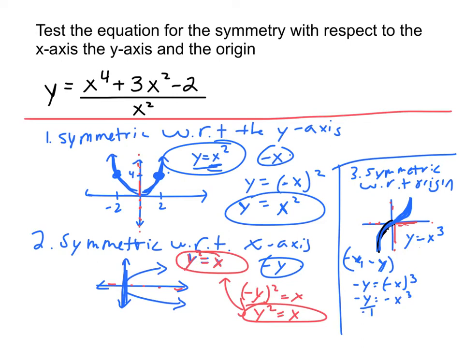Then if I were to divide both sides by negative 1, I would get y equals x to the third, which matches the original equation. So we can see that this is indeed a graph that is symmetric around the origin. Now let's take these tools that we just learned and answer this question up top here.